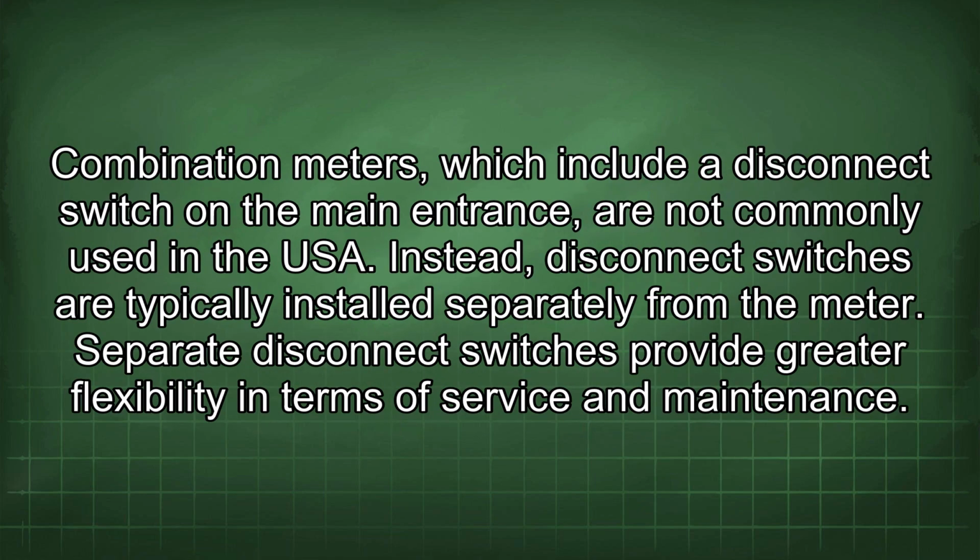Combination meters, which include a disconnect switch on the main entrance, are not commonly used in the USA. Instead, disconnect switches are typically installed separately from the meter. Separate disconnect switches provide greater flexibility in terms of service and maintenance.